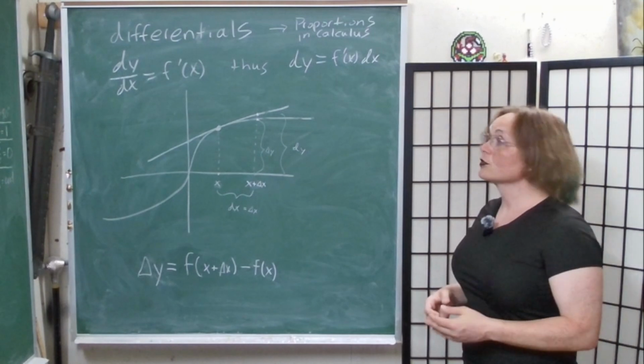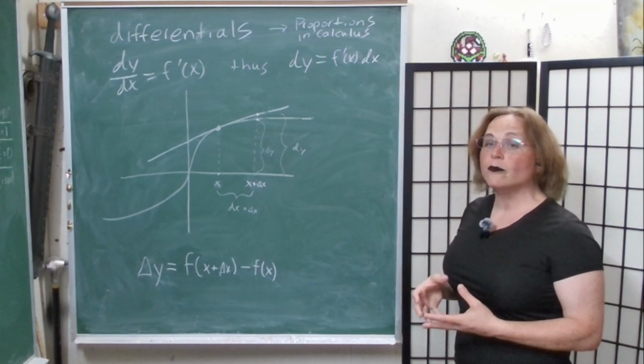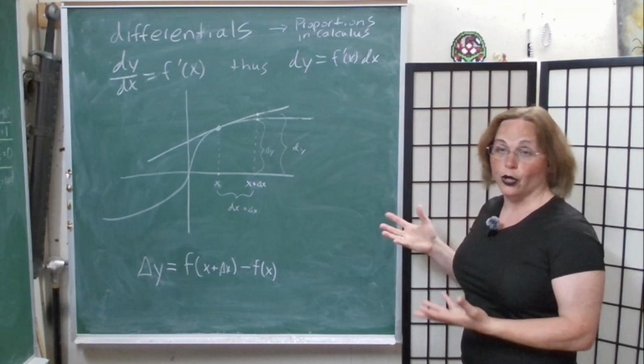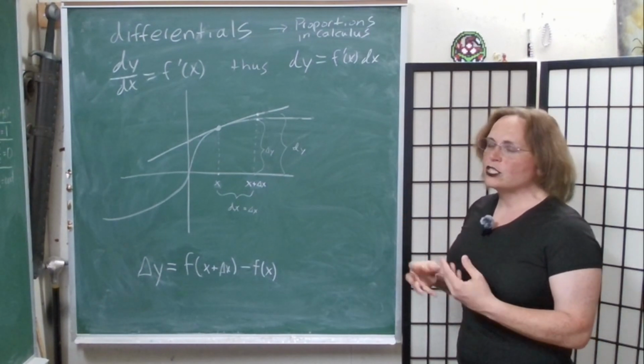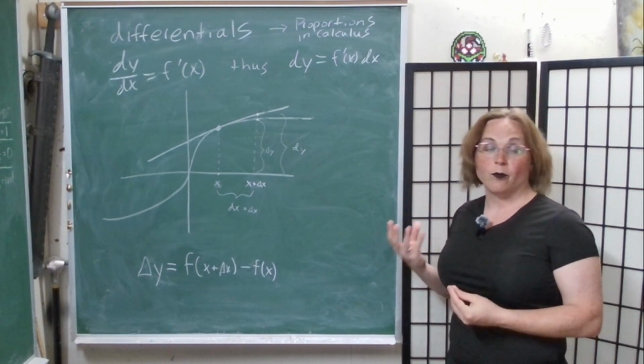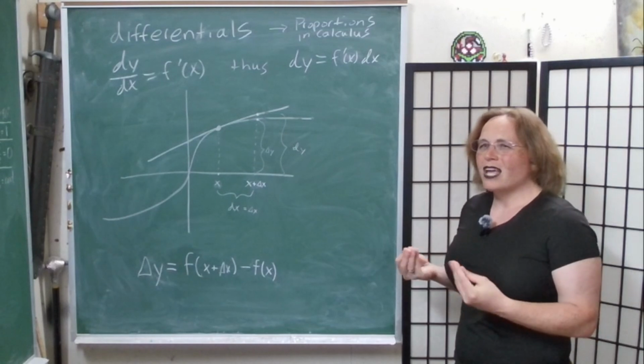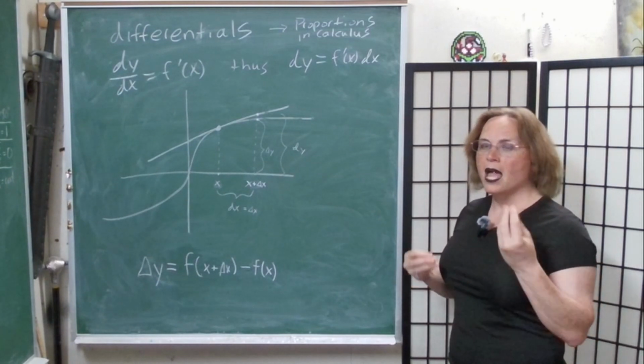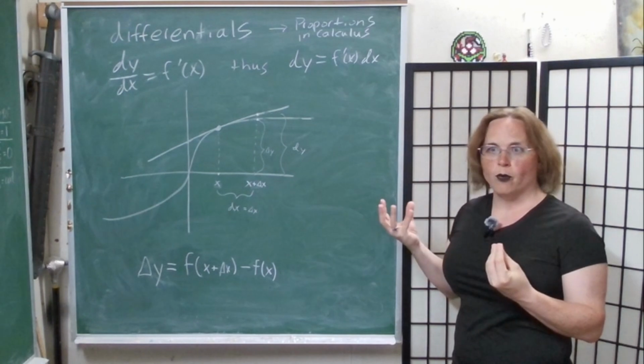So differentials are effectively a way of calculating the error between our approximation and our actual curve. So recall that we talked about using pi versus 3.14. Well, how do you calculate the error between using the exact value of pi and the value 3.14?